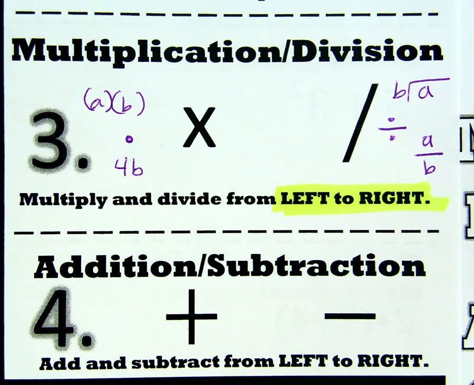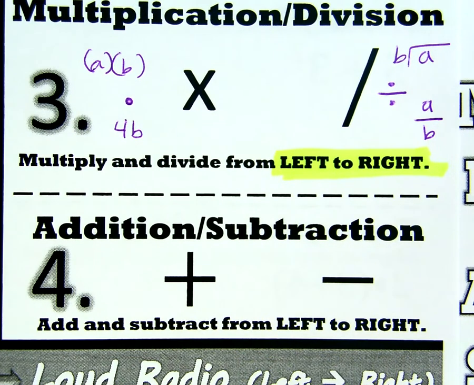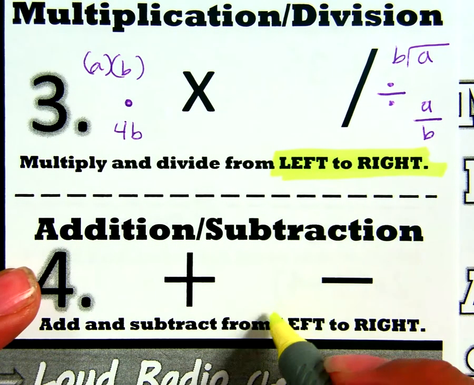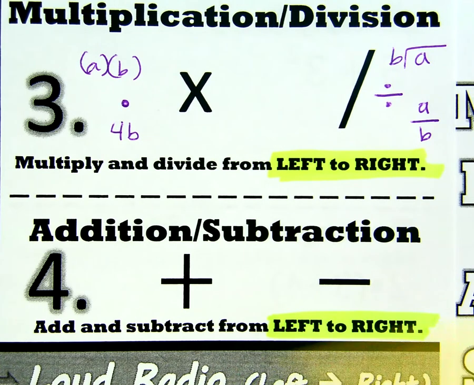So that's number 3. So what's the last step? What do we look for the last one? Addition and subtraction. And we do the same thing. We go from left to right. Okay, you go from left to right. So same thing.